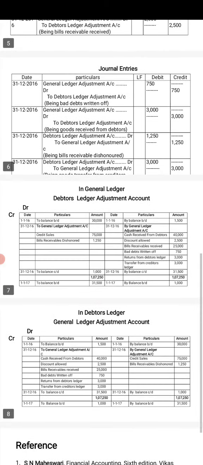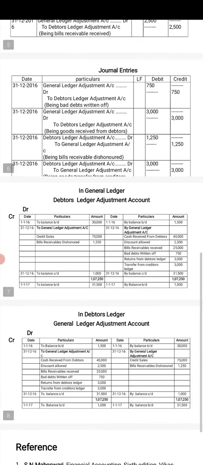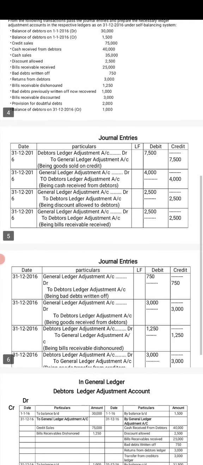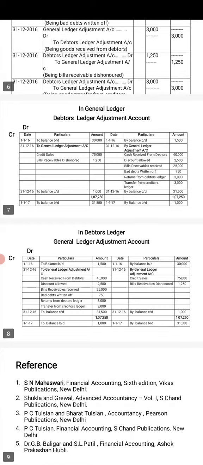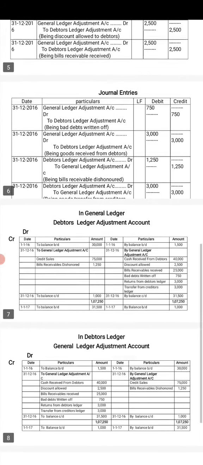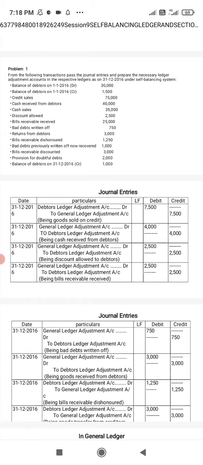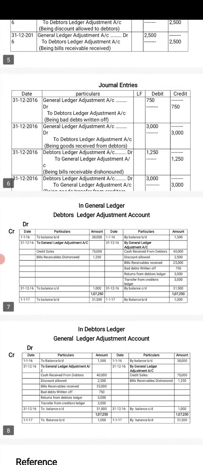Next, the second entry, to general ledger adjustment account. Under this you have to write credit sales, bills receivables dishonored, etc. The given credit sales is rupees 75,000. Next, bills receivables dishonored, 1,250.